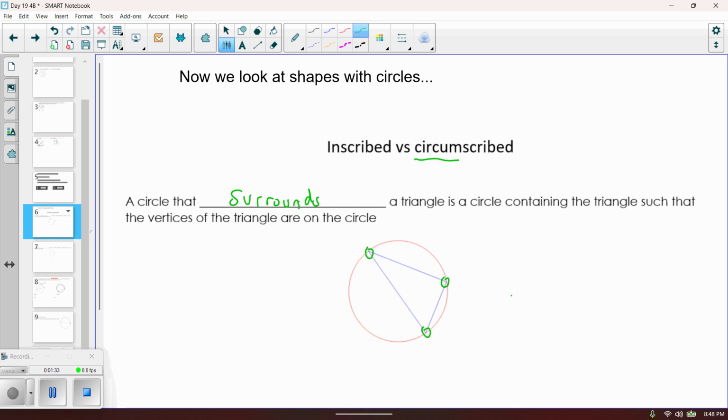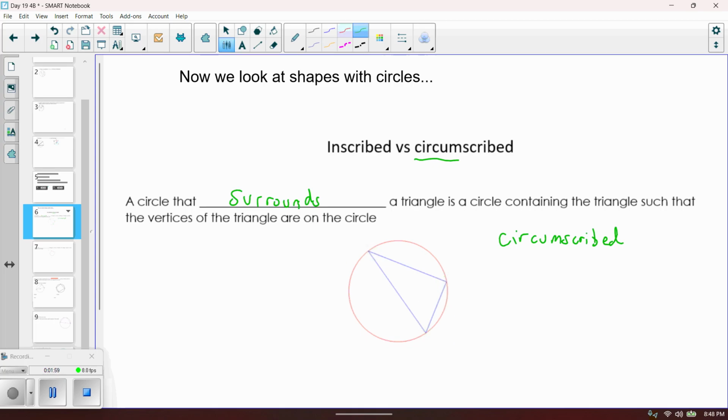So when you have a circumscribed circle, which is what this one is, the circle must hit all of the different corners of the inside object. In this case, again, it's a triangle, so it's got to hit all of the vertexes or vertices of the inside triangle. That makes something circumscribed.